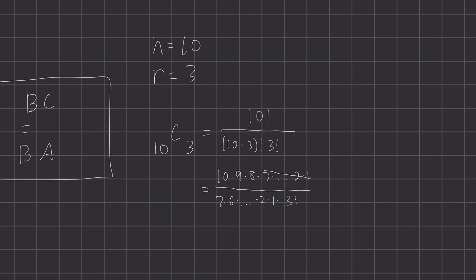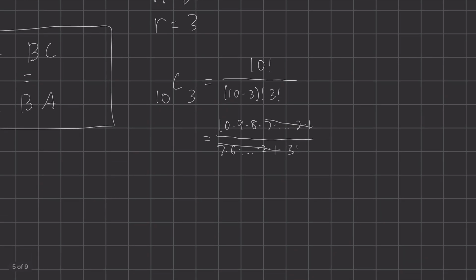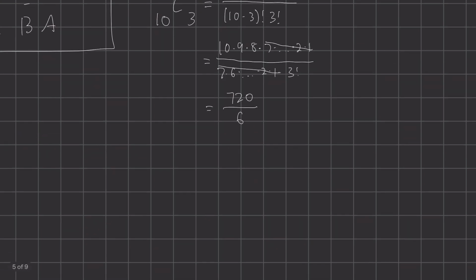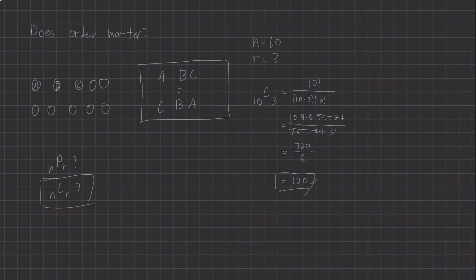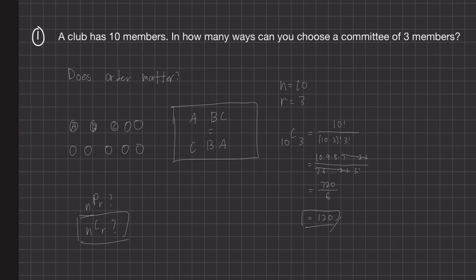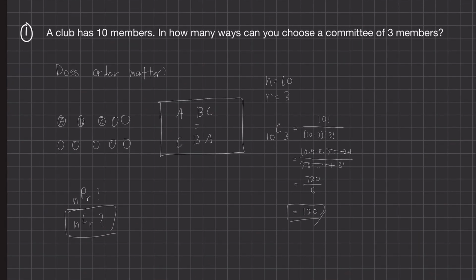We notice that we can cancel out the two 7 factorials, and then we are left with 10 times 9 times 8, which is 10 times 9, 90, times 8 is 720, all over 3 factorial, which is 6. Simply doing the division, we get 120. And that would be your solution. This basically means that if the club has 10 members and you want to choose a committee of 3 members, there's 120 different ways to do that. And that would be the full solution for this question.